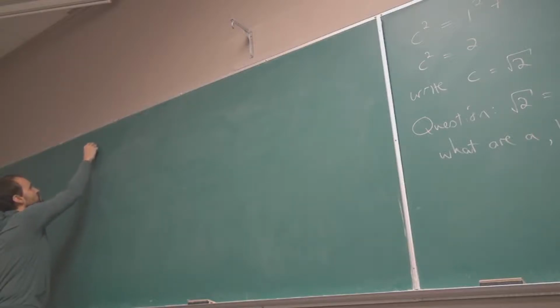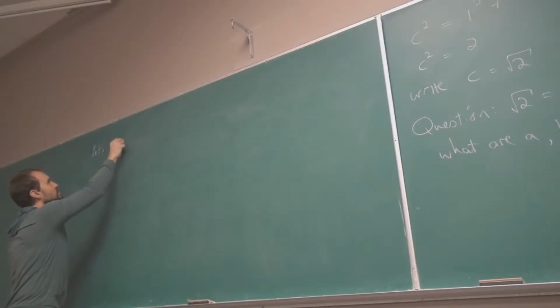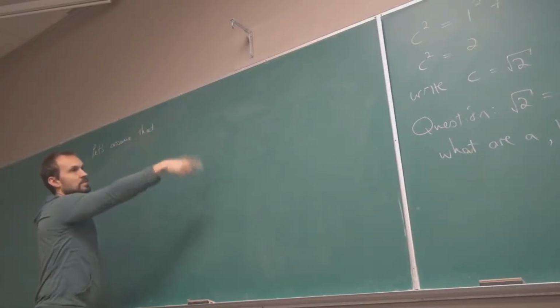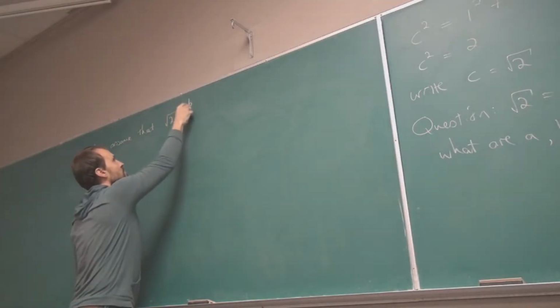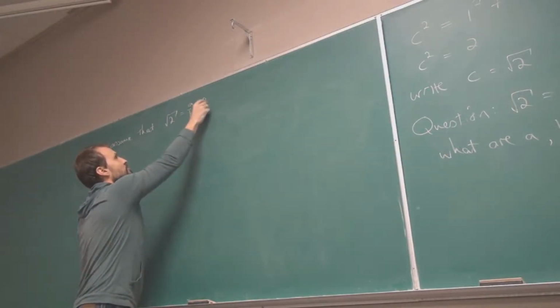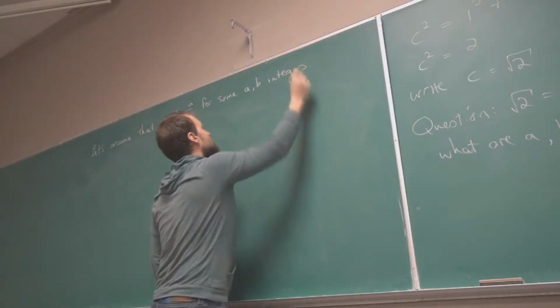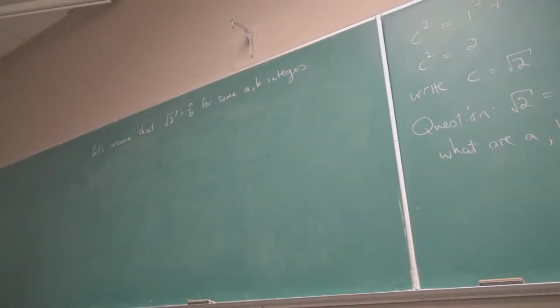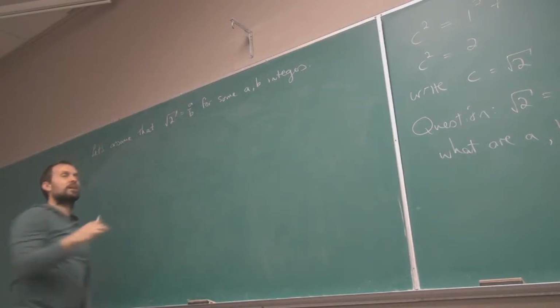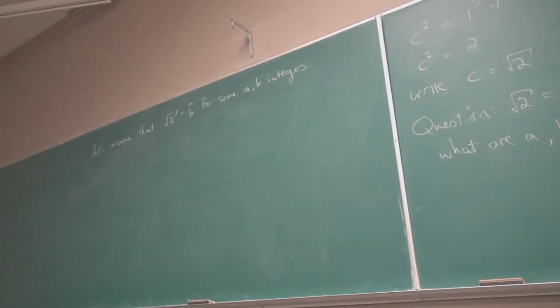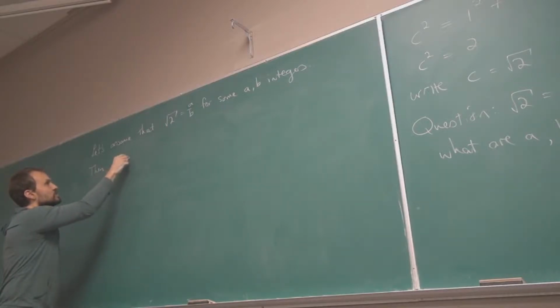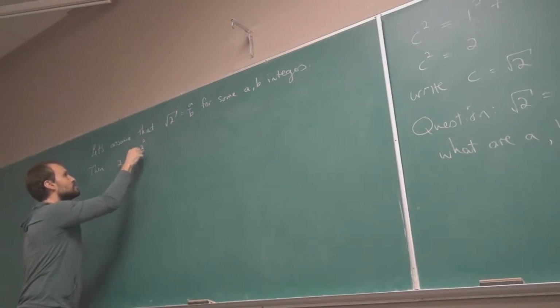the following argument. So let's assume that there is some fraction like that, right? a and b, for some a and b integers. There's some fraction. I don't know exactly what it is, but let's just work with that. That's now an equation that I can work with to figure out what kind of relationship is happening between a and b. Well, then I can say 2 is equal to a squared over b squared.